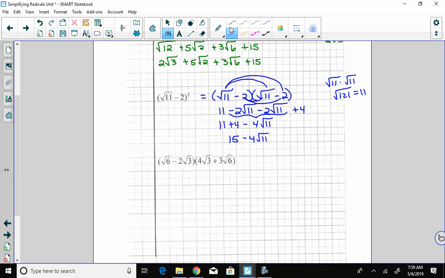So again, I'm going to FOIL the square root of 6 times 4 root 3. So it's 4 root 18, right? Because the square root of 6 times the square root of 3 is the square root of 18. All right, square root of 6 times 3 square roots of 6 is 3 times the square root of 36, or 3 times 6, which we know is 18.